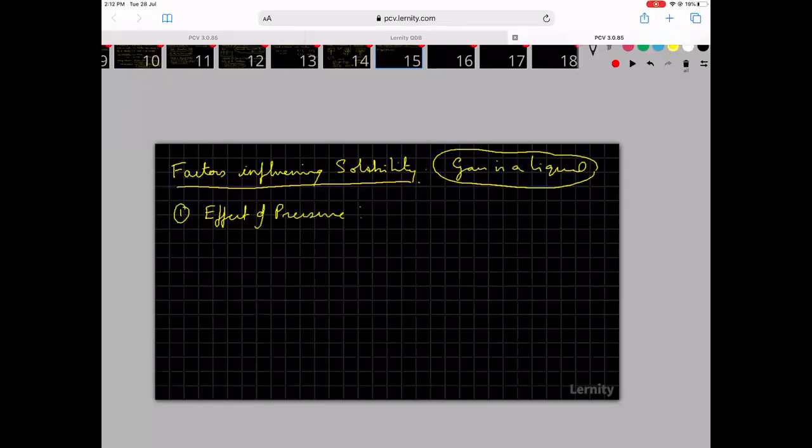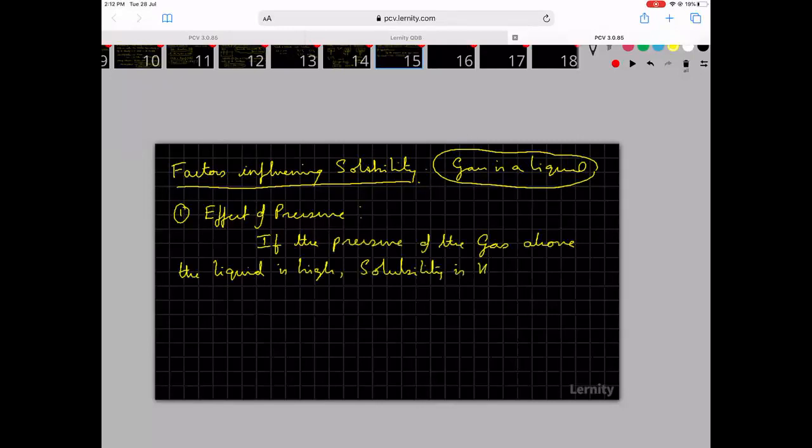Okay, so the statement I am going to make is this: if the pressure of the gas above the liquid is high, solubility is high. If the pressure of the gas above the liquid is high, solubility is high.